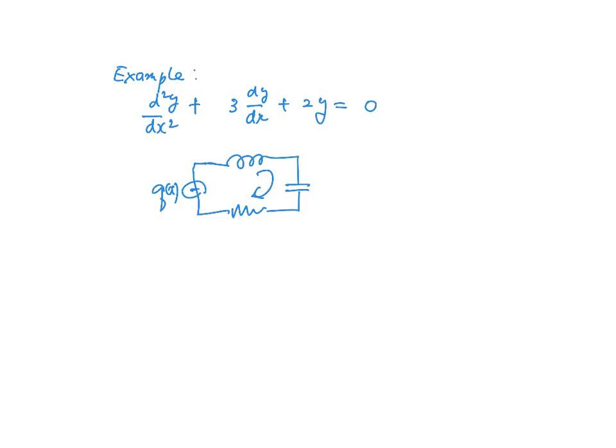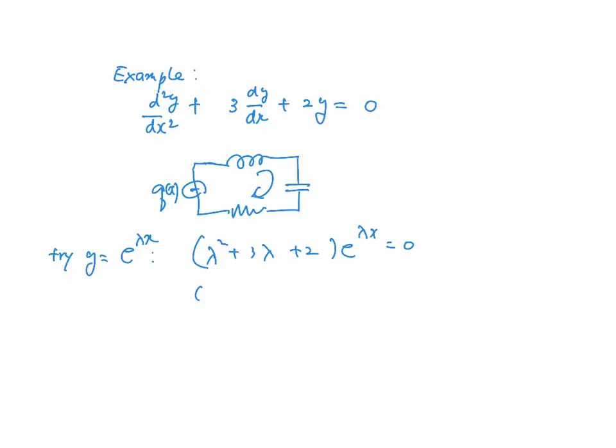Well, in circuit theory, we are talking about time. But anyway, this linear differential equation of second order, the ODE, can be represented by the circuit. Anyway, if we try e to the lambda x, then we have lambda squared plus 3 lambda plus 2 times exponential lambda x is equal to 0, right?